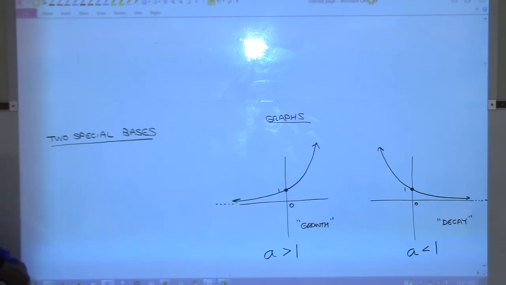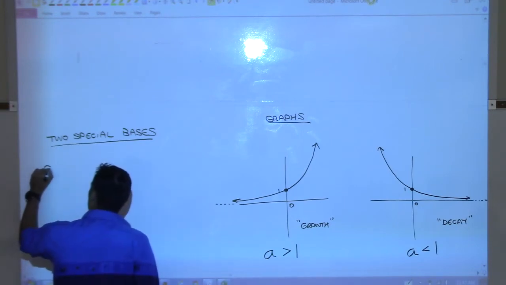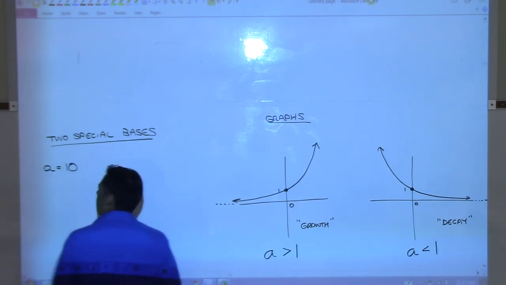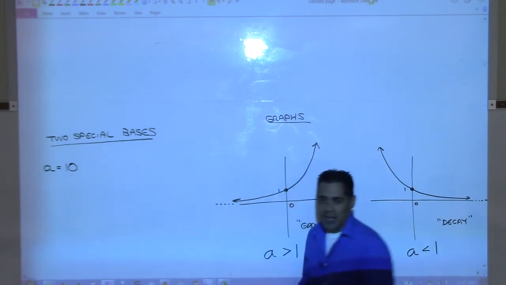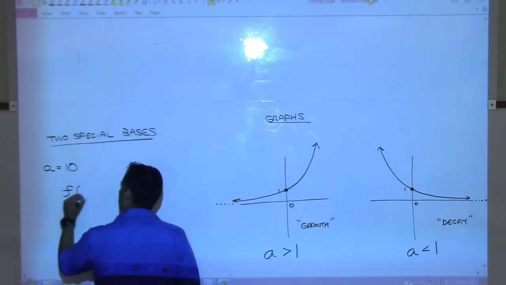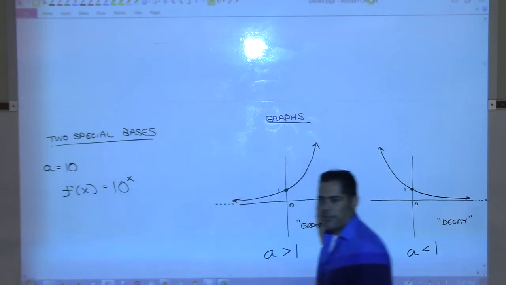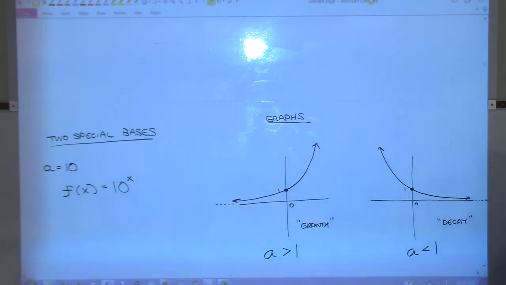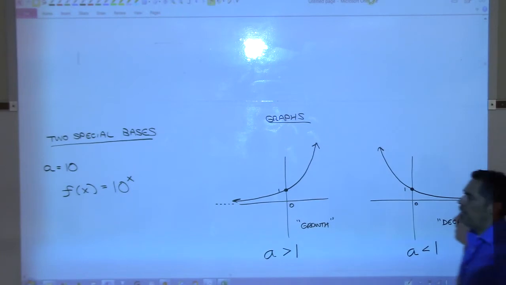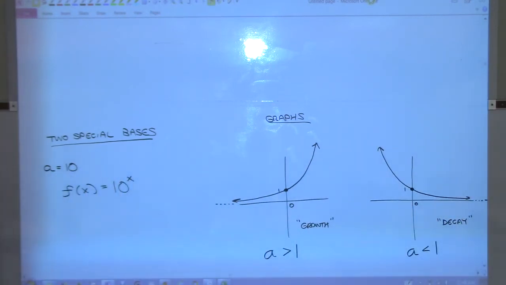But there's two that are very special that we use all the time in physics, in chemistry, in the real world, in finance. And here they are. The first one is if A is 10. And that means your base is 10. So that would be this function right here, 10 to the x. That's the first one. Now, why do you think that having the base of 10 would be important to us?